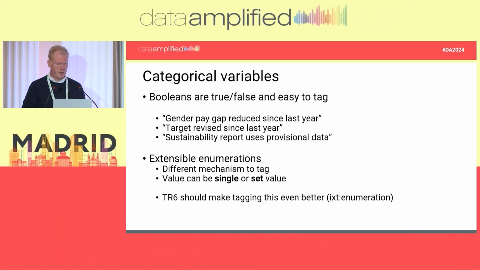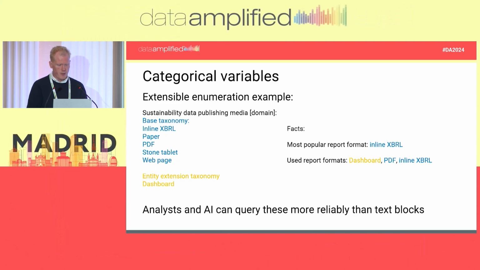Extensible enumerations are about saying there's a choice that's different to true, false, so it could be your target type is an intensity target or an absolute target, so that's still 2 choices, but it's between A and B rather than true and false. And sometimes you want to be able to choose a set value. So just to make it really clear, if we had to find our favorite publishing media for sustainability data, your base taxonomy would have a list of things, and you could choose from them, which we've done. We've said inline XBRL is our most popular report format. But we could also extend it, and that's where the extensible comes in. You could put your own additional item on there.